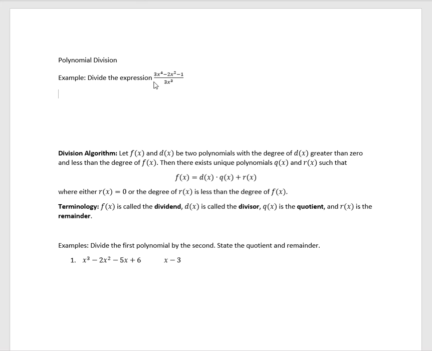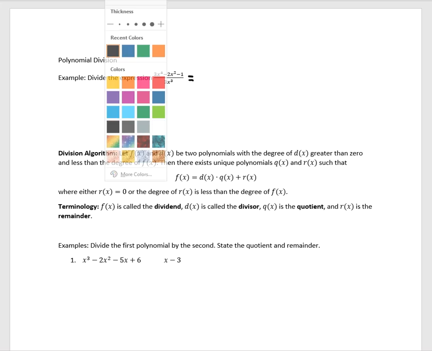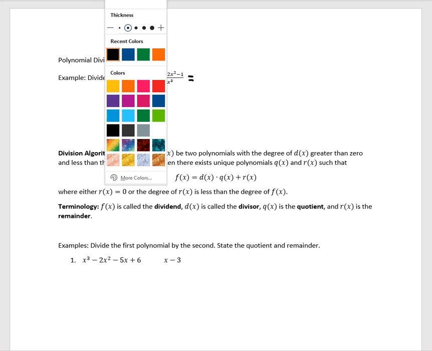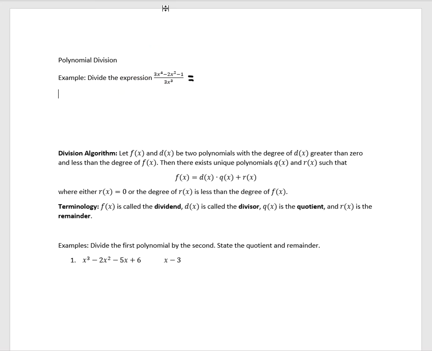Now, if we want to divide the expression 3x to the fourth minus 2x squared minus 1, all divided by 3x cubed, when we have a single term in the denominator, it's called a monomial. We can rewrite it. So this denominator goes with every single term in the numerator.